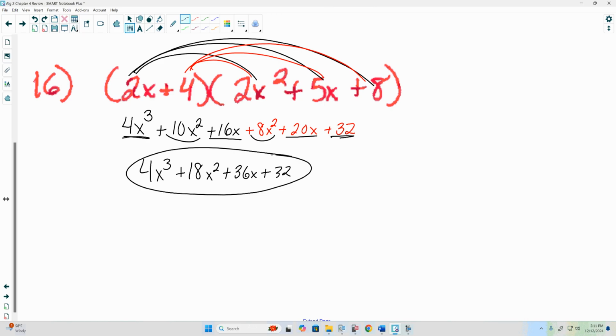And that's it. Questions on 16? Now 17, the one you're doing for the AMI, is the exact same thing. But instead of just multiplying by two terms, we're multiplying it through by 3. So you essentially do the same thing, you just do it one more time.